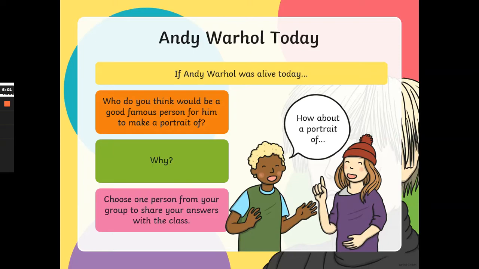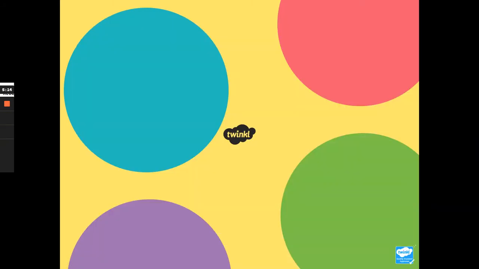And then this says, choose one person from a group to share your answers with the class, but of course you can just have a think and tell somebody at home. How about a portrait of? So they are thinking who they could do a portrait of. So that is a little bit about pop art and Andy Warhol.